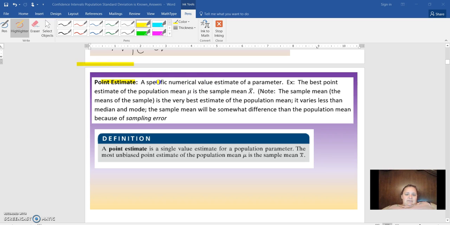All right, a point estimate is just a specific numerical value. So the best one is the mean. It varies less than the median and the mode. And it's going to be somewhat different than the population because of sampling error. I'll review that in a minute.